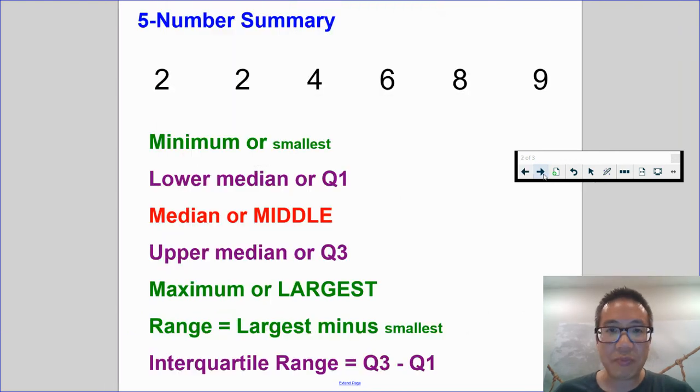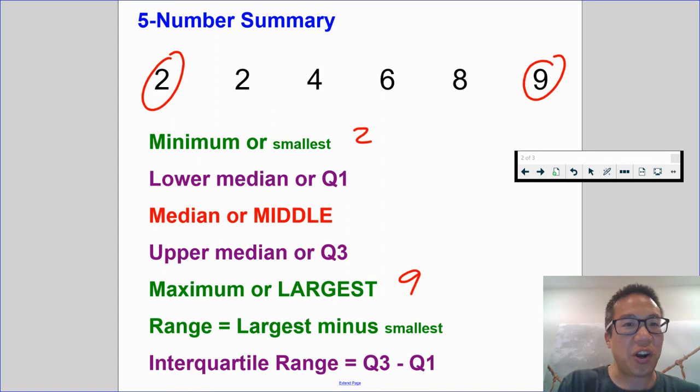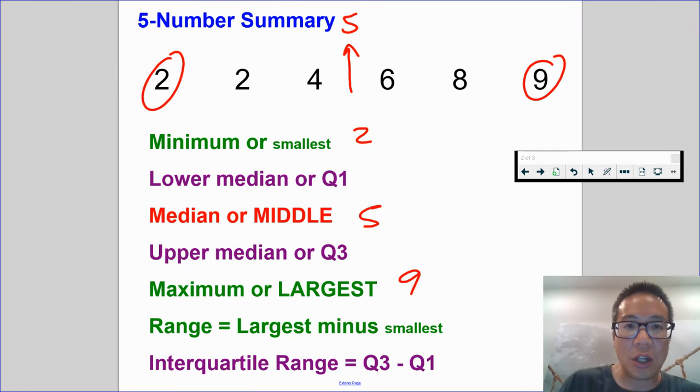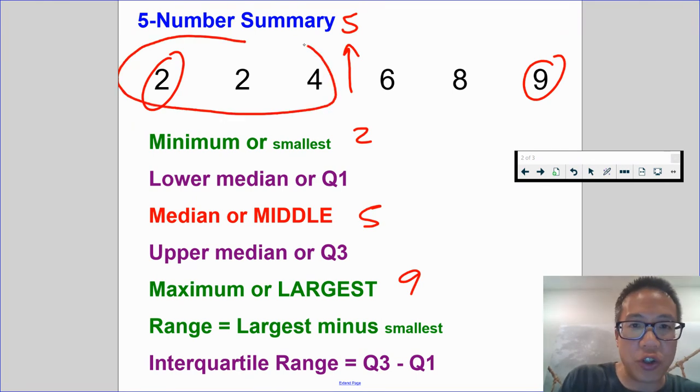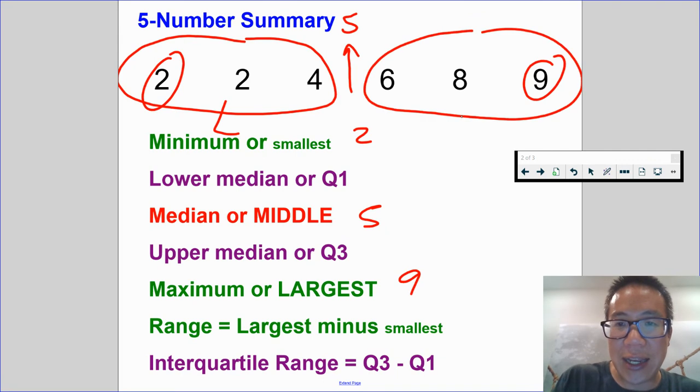So let's practice here. What's the minimum? 2. What's the maximum? 9. Oh, I'm sorry. Are the numbers in order? They are. What's the median or middle? It's in between, it's 5. What's in the lower half? The lower half are 2, 2, 4, L. Upper half are 6, 8, and 9, U.